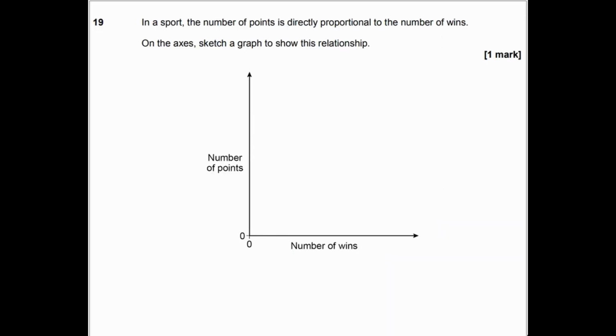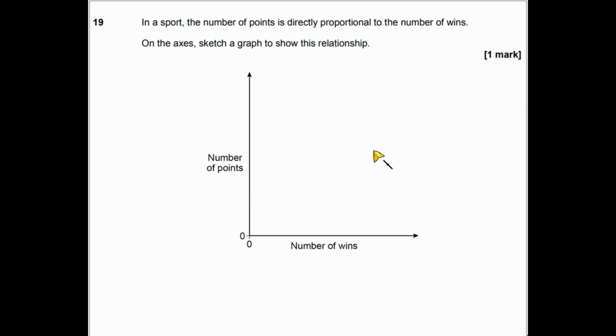Question 19. In a sport, the number of points is directly proportional to the number of wins. Directly proportional. In other words, that means the more wins you have, the more points you get. On the axis, sketch a graph to show this relationship. This can look a little bit daunting because there's not a lot of information. There are no numbers here. We do not know how many points you get for a win.